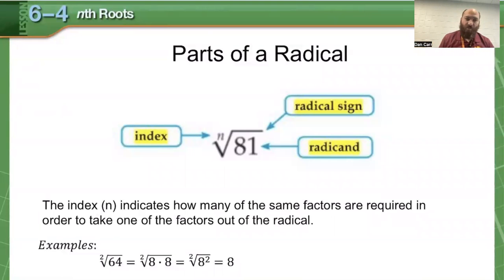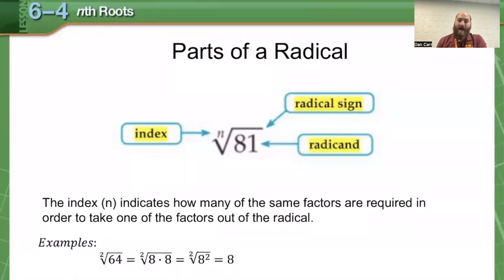Today we're going to be talking about 6-4. It's called the nth roots, which means we're going to be focusing on how to take a variety of radicals instead of just square roots.